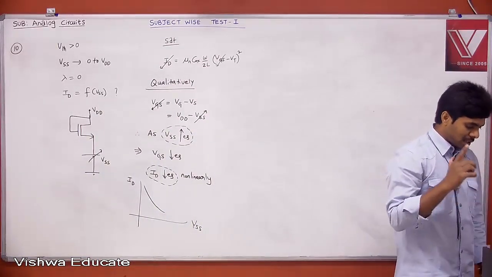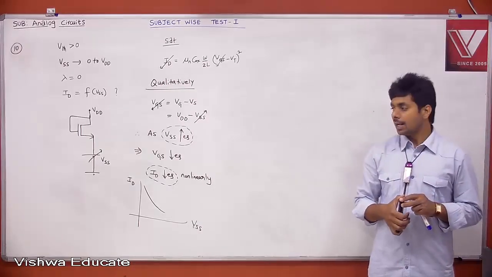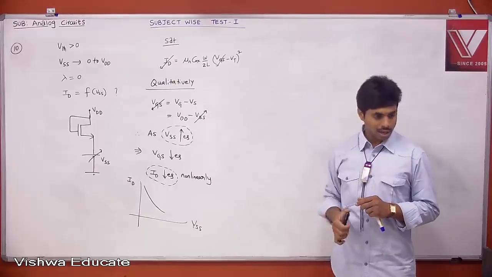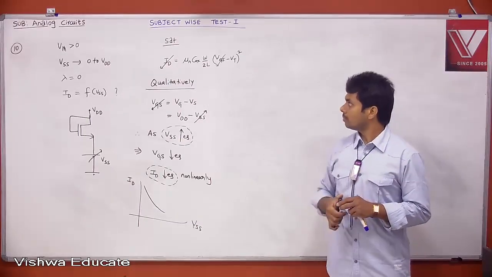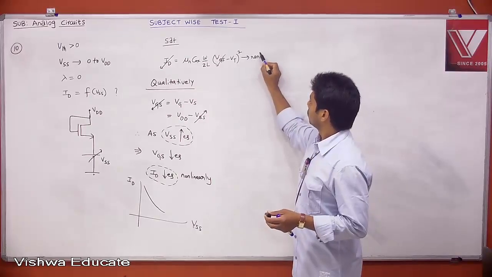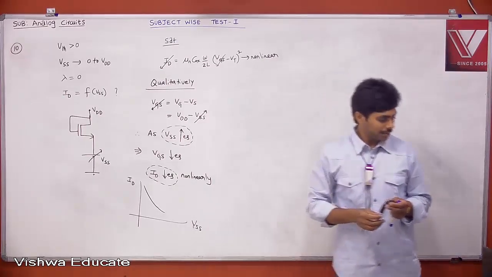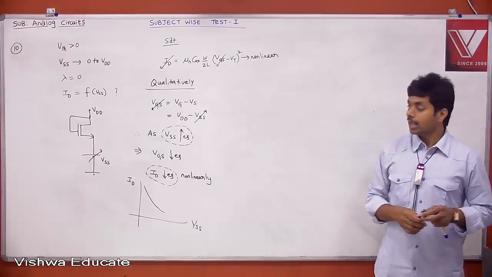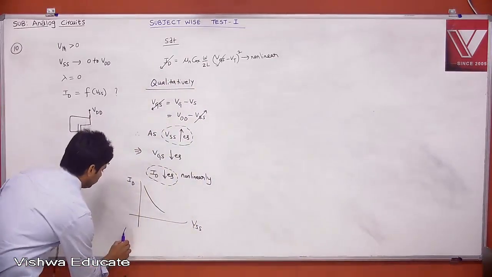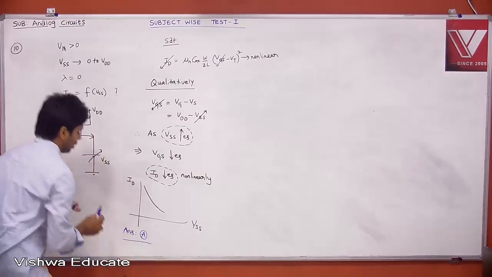See, option A and option D say that ID is decreasing. But option D is saying that ID is decreasing linearly. We know it will not decrease linearly because of the square term, which is non-linear. Therefore, answer A is correct. This is using qualitative analysis.